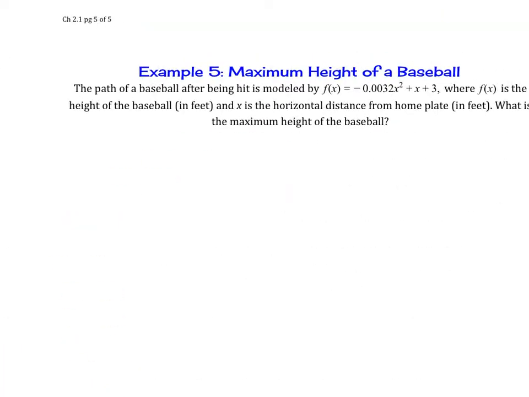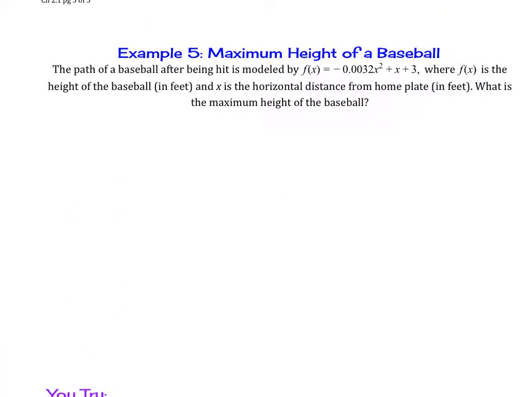So let's try to find the maximum height of a baseball. The path of a baseball after being hit is modeled by f of x equals negative 0.0032x squared plus x plus 3, where f of x is the height of the baseball in feet and x is the horizontal distance from home plate in feet. We want to find the maximum height of the baseball. So we're going to use that negative b over 2a, and plug it back into the function to find our y value, which happens to be our maximum height of the baseball. So let's go ahead and figure this out.